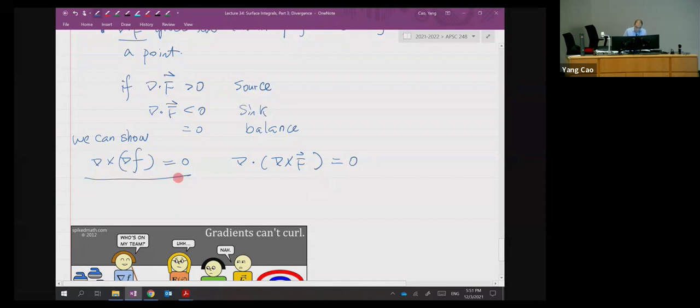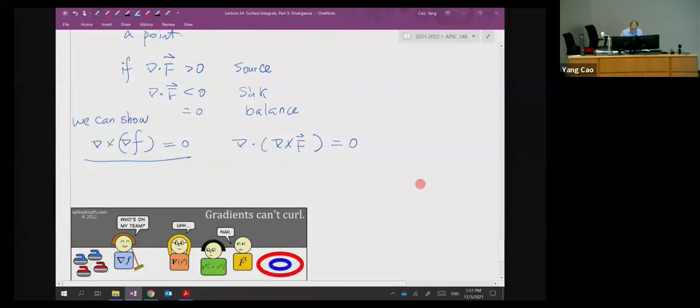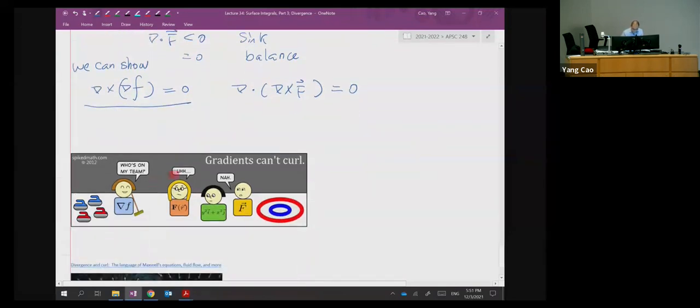But the curl of the gradient equals 0. It's something you can probably easily memorize using this cartoon right here. The gradient is asking, who wants to be on my team? Did you get it? Because a gradient cannot curl, right? That's how you can memorize this formula. If I have time, I can interpret these two a little more.